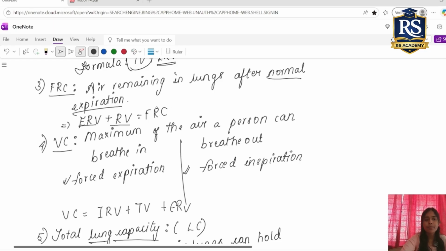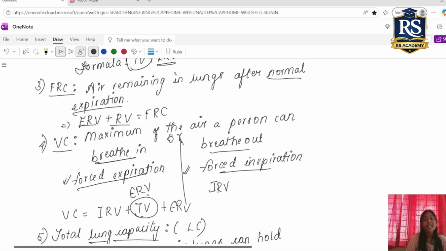Okay. And then let's move on to vital capacity. So, vital capacity is the maximum amount of air a person can breathe in after forced expiration and breathe out after forced inspiration. Either this or that, both are calculated as vital capacity. So, here it involves IRV and ERV along with the tidal volume, which gives us the vital capacity.